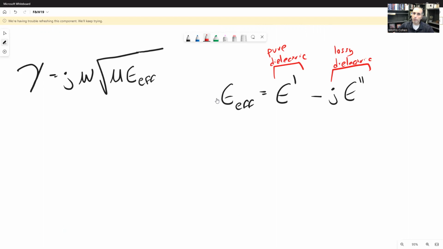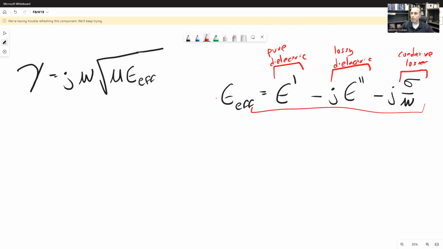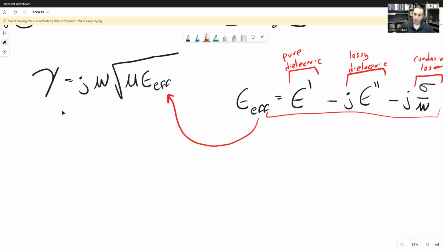And finally, we're going to include the conductivity, and that's going to have a negative j times sigma, the conductivity, divided by omega. So this is going to account for the losses from conductivity. So I'm going to call this conductive losses. Right, so if you know the lossy dielectric and you know the conductivity, you can calculate an effective value for epsilon. It's going to be a complex number, but take that number and plug it into this formula. And that's going to give you a value for gamma.